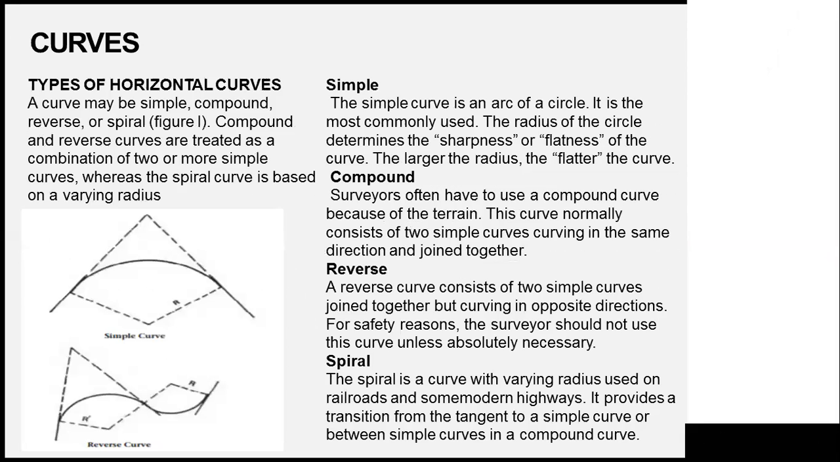After that, simple curve you have seen, then compound curve, reverse curve. After that, the spiral curve is there. Spiral curve, its shape is a spiral shape. That's why it is known as the spiral curve. But one more characteristic of spiral curve is that its radius is always changing. Its radius will vary in case of the spiral curve.